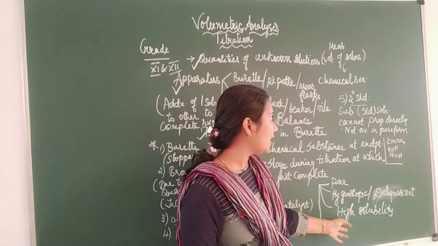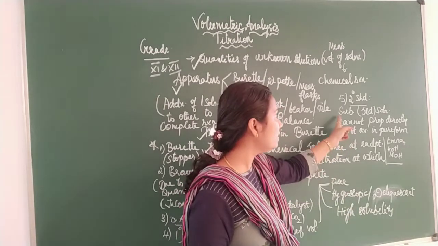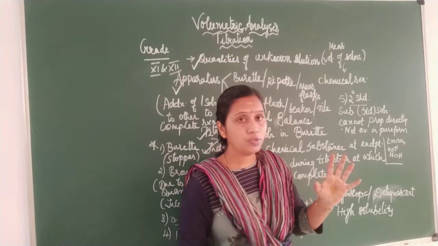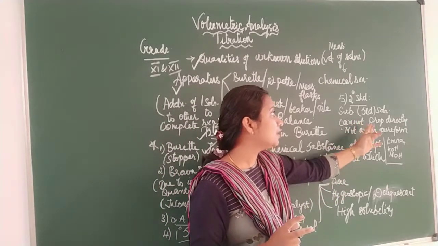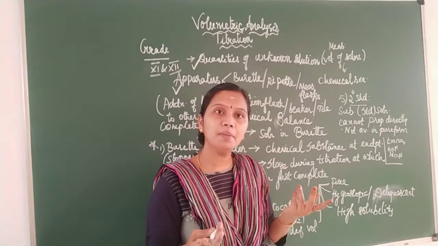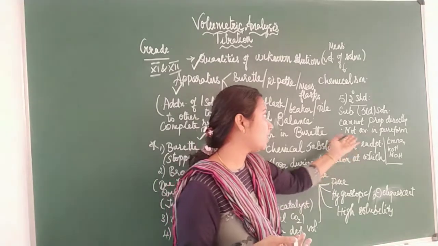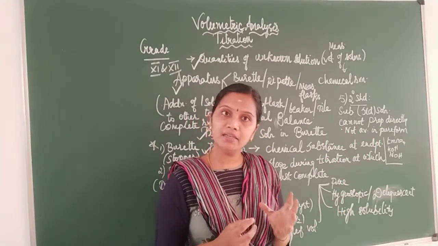And they should have high solubility. This is called your primary standard. And what is a secondary standard? Suppose there are some substances from which a standard solution cannot be prepared directly. Why can't you prepare a standard solution from them? Because they are not available in pure form. In those cases, I am supposed to prepare a secondary standard solution.